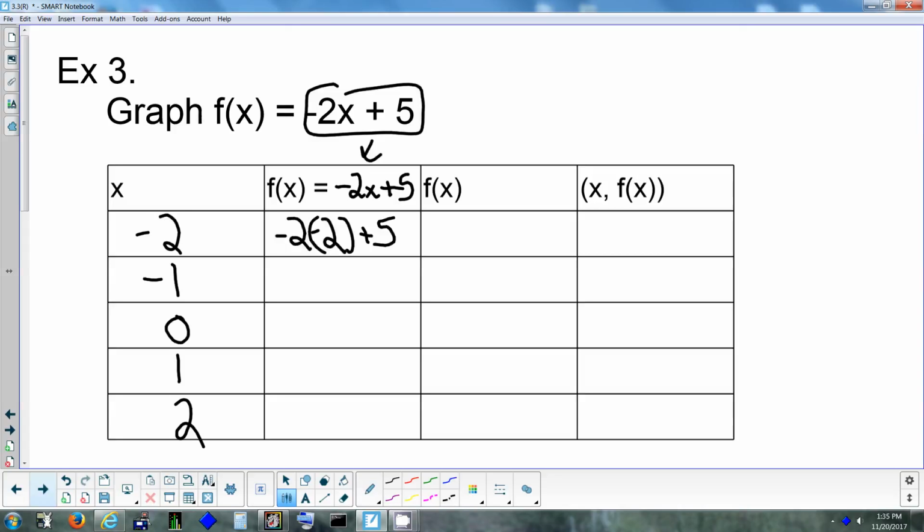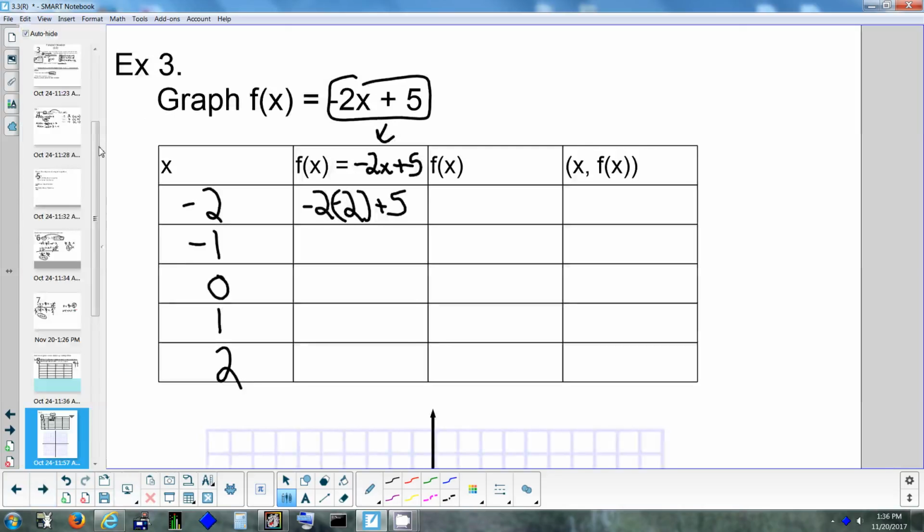What did you do here? Explain to me what you did. I replaced the x with a negative 2. Yeah. You just took the number that was here for the x value and plugged it in for x. That's all we're doing. Taking the number that's here for x and plugging it in for x in the actual function.